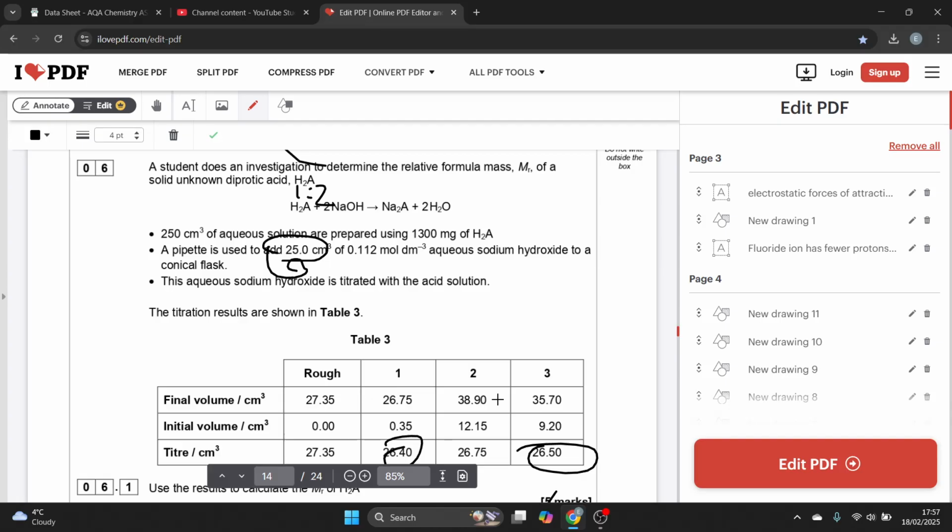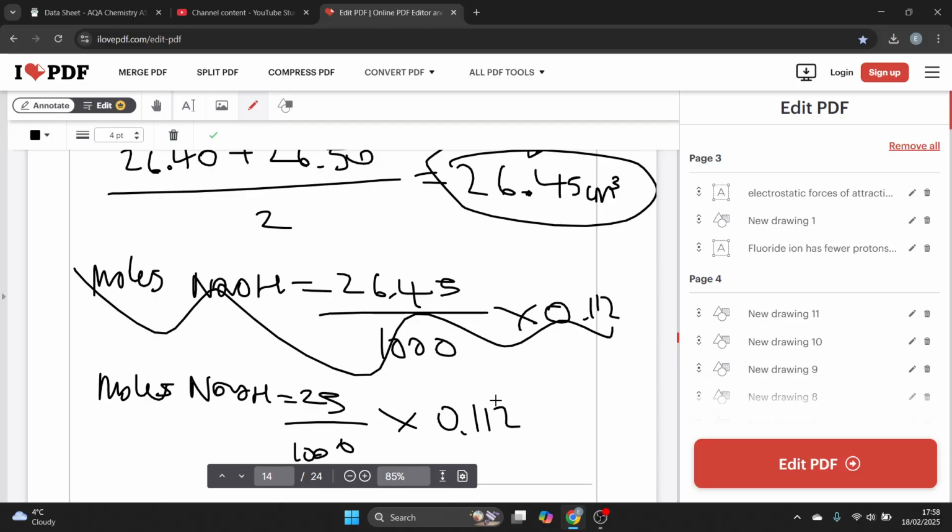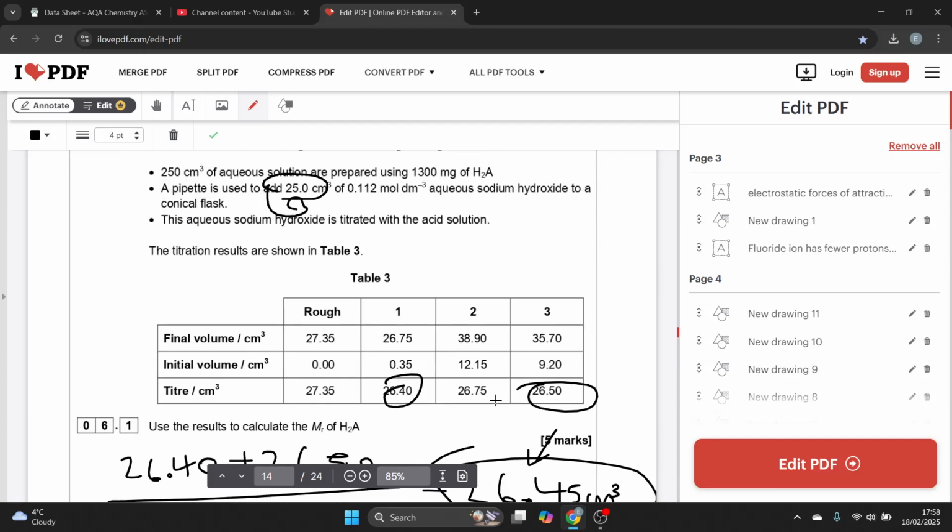Then what I'm going to do is times that by 250 divided by 26.45. And then I get, wait, I've done something wrong clearly, because I'm not getting what the mark scheme is saying. 25 divided by 1000 times 0.112 moles of sodium hydroxide, divided by 2, times by 8. Oh, I don't times by 8. That's what I did wrong. I don't times by 8.